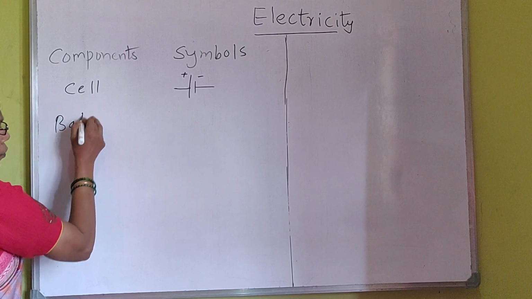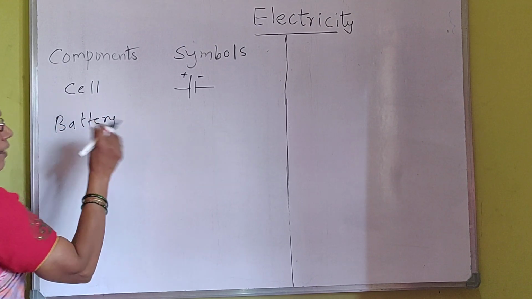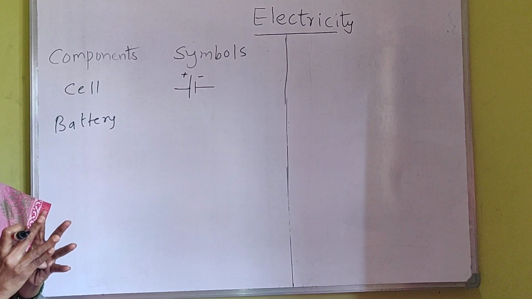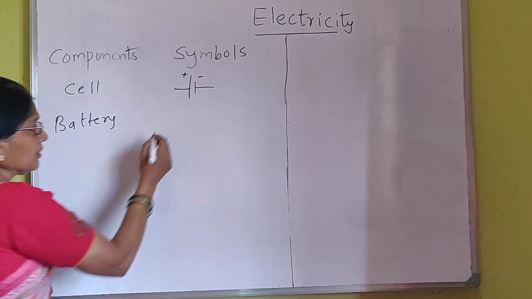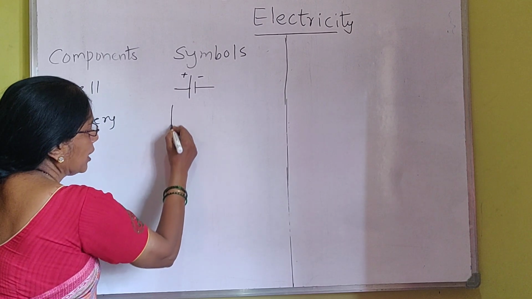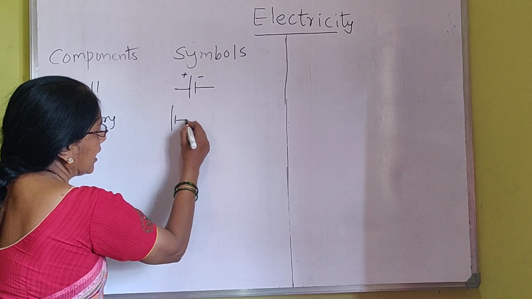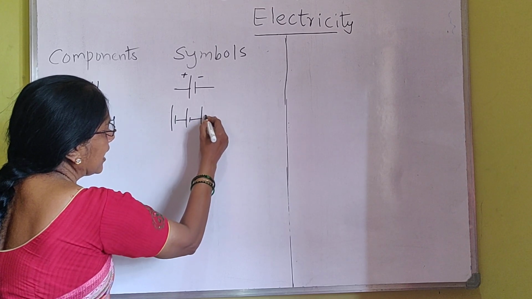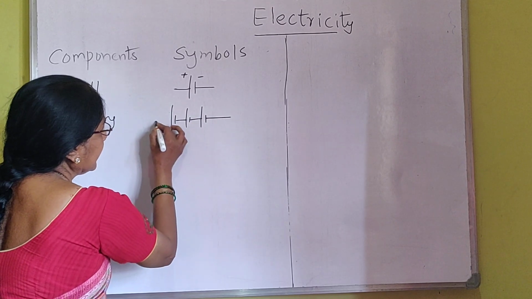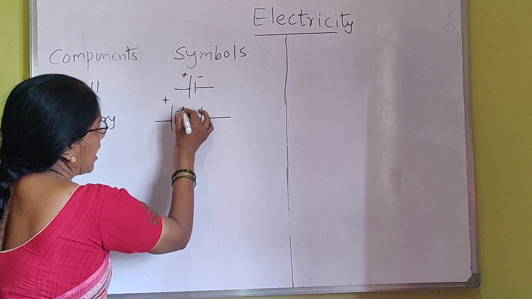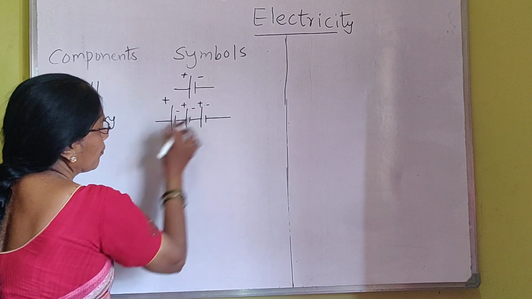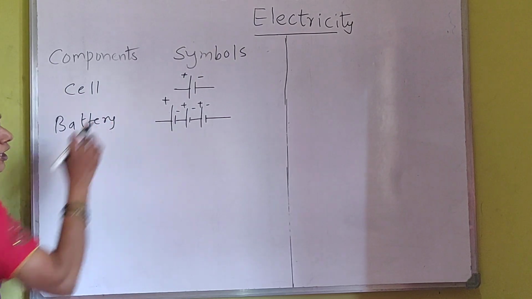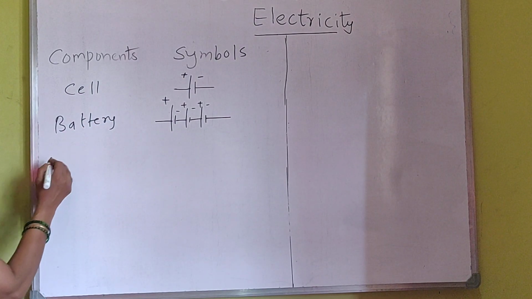Battery. What is meant by battery? When two or more cells combine with each other, it is called a battery. So let us show the symbol of battery. One big line, one small line, again one big line, one small line, again one big line, one small line. This is the representation of a battery, where two or more cells are connected with each other. This is the symbol used for battery.